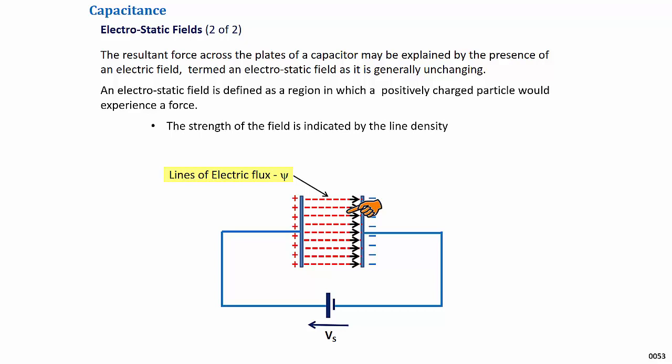The strength of the field is indicated by how closely the lines are packed together, termed the line density. The direction of the force on the positively charged particles, and hence the direction of the field, is indicated by the arrowheads, which are pointing towards the negatively charged plate.